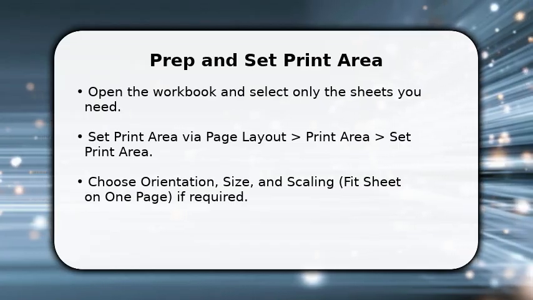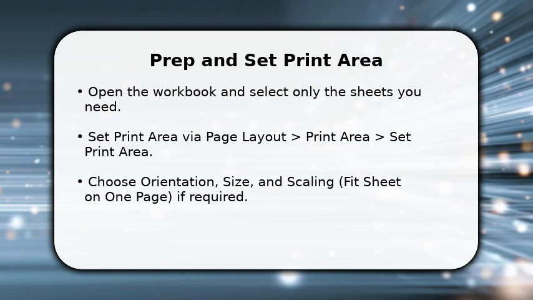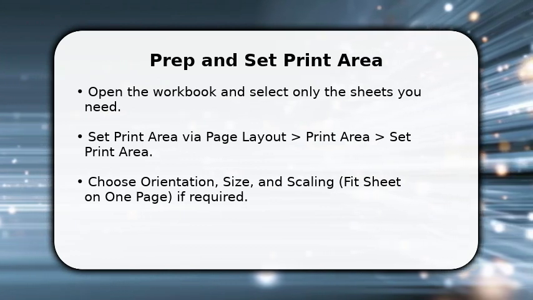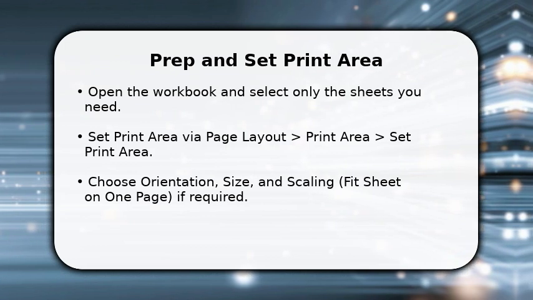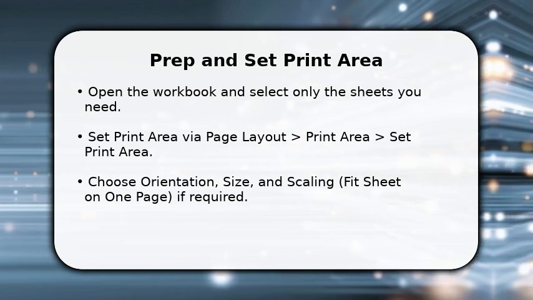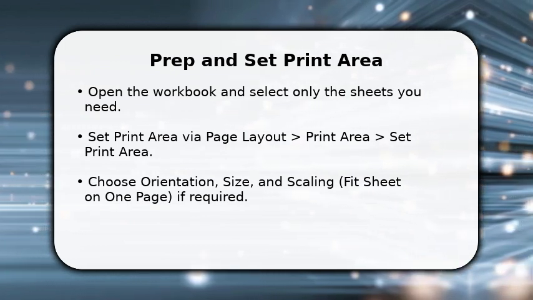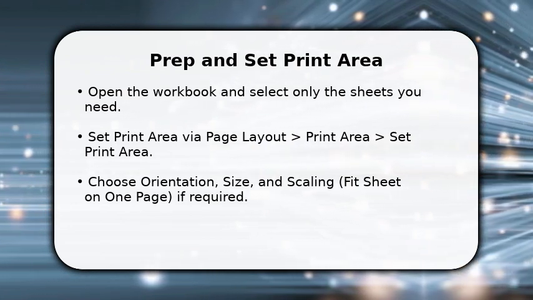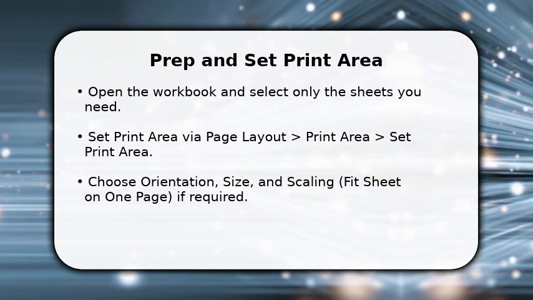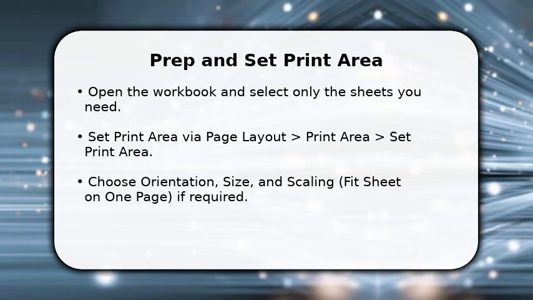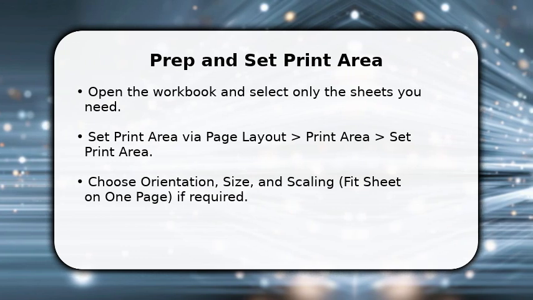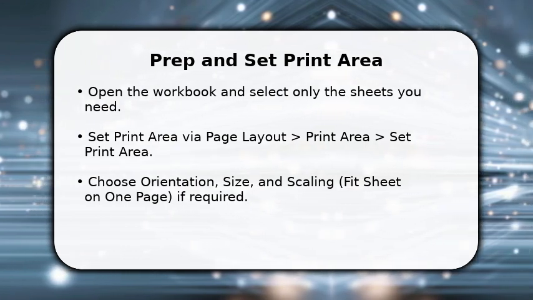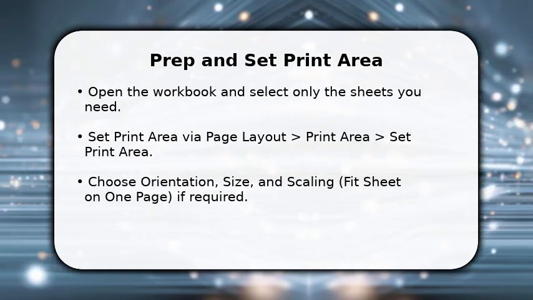You start by opening the Excel file and focusing on the sheets you want to export. First, highlight the range and set the print area so only necessary cells are included. Then switch to page layout, pick orientation and paper size, and apply scaling such as fit sheet on one page to control layout. Once done, use Page Break Preview to confirm where pages split. This prevents unexpected clipping later and makes the export predictable.